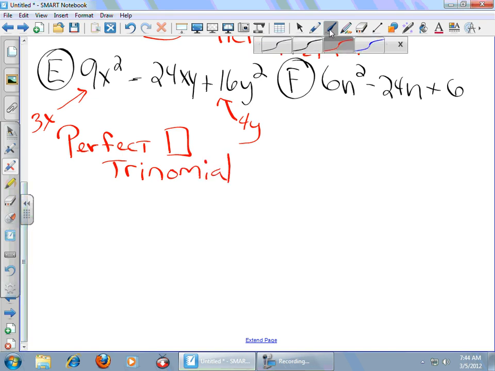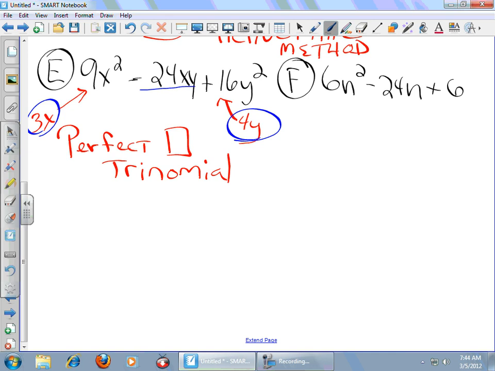Watch. When it fits the perfect square trinomial, the first term is a perfect square, the second term is a perfect square, the middle term is twice the product of the roots. When that happens, it's a perfect square trinomial, and it factors just like this. 3x and a 4, 3x and a 4.